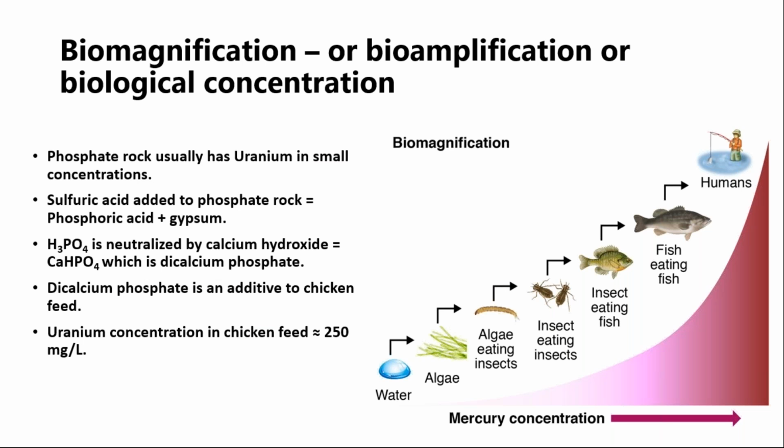Other things that we should think about when we're thinking about contaminants and we're thinking about toxicity is a term called biomagnification or bioamplification of a toxic contaminant. And this was another one that I had firsthand knowledge of.